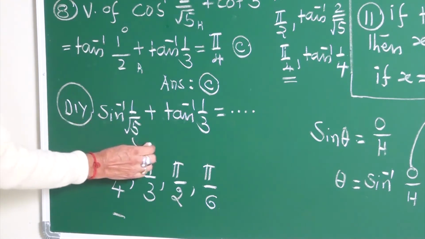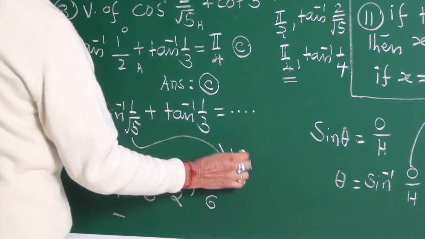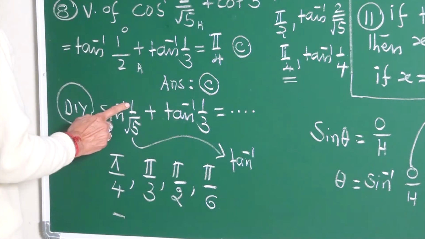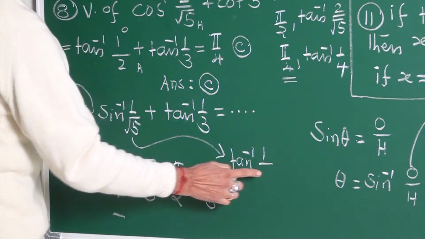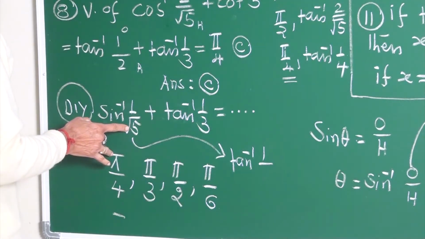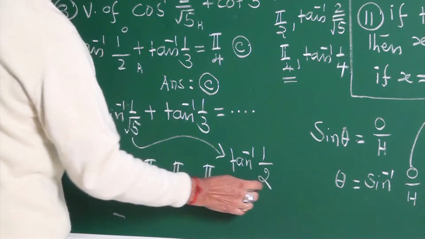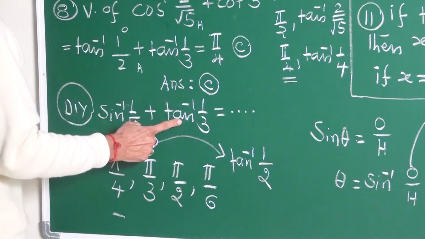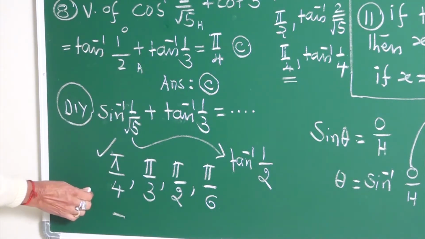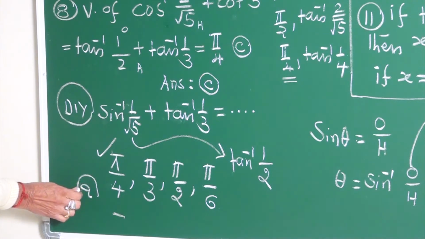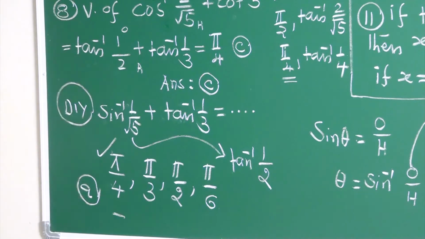When it is tan inverse 1 by 3, you can mark it because this is sine inverse to tan inverse. Sine and tan, what is the common side? Opposite side. Down is the adjacent side. Hypotenuse square 5 minus 1, 4. Square root of 4 is 2. So tan inverse 1 by 2 plus tan inverse 1 by 3 is pi by 4. Therefore, the answer is A, my friends. Answer is A. Remember.